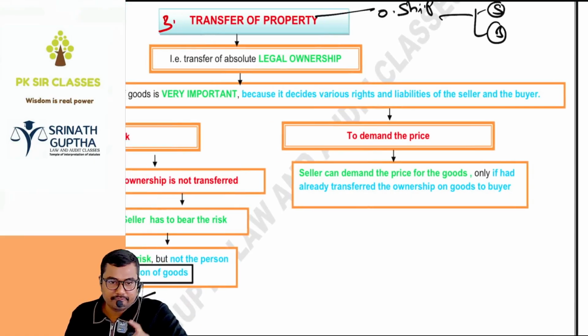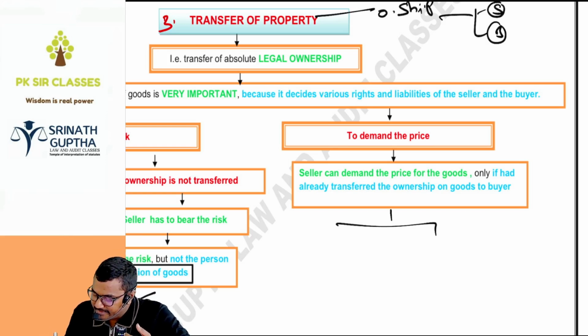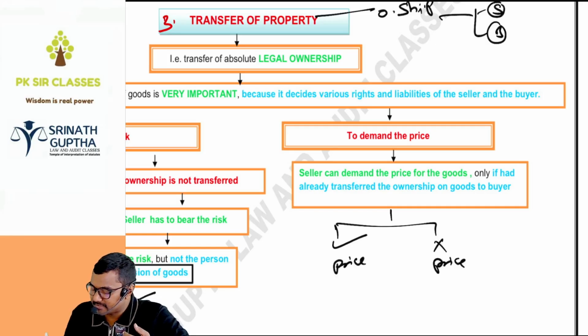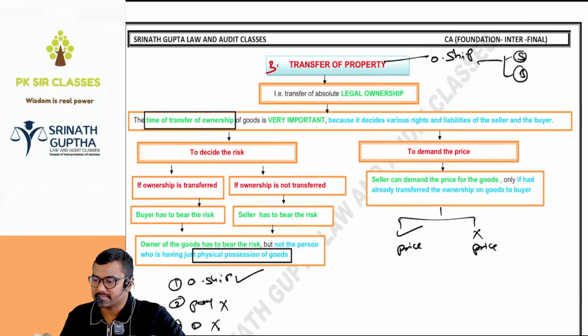And to decide the price, if ownership is transferred, then only we can demand the price. If ownership is not transferred, we can't demand the price. So that's why point of transfer of ownership is very, very important. If ownership is transferred, we can ask for the price. If ownership is not transferred, we can't ask for the price. So that's why at which point the ownership is transferred is very, very important in the SOGA.